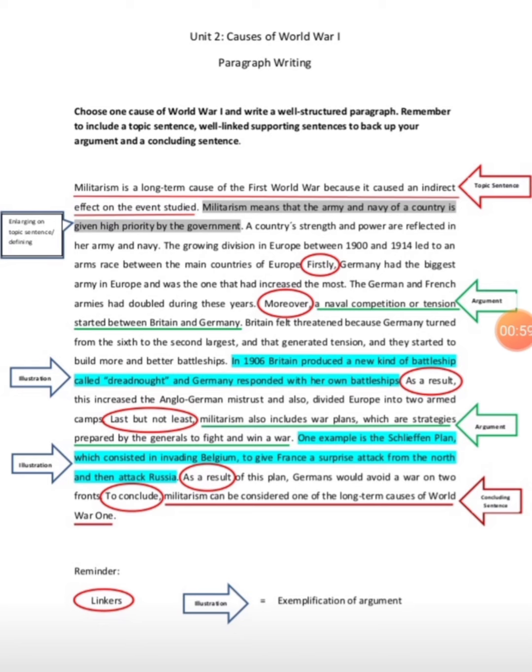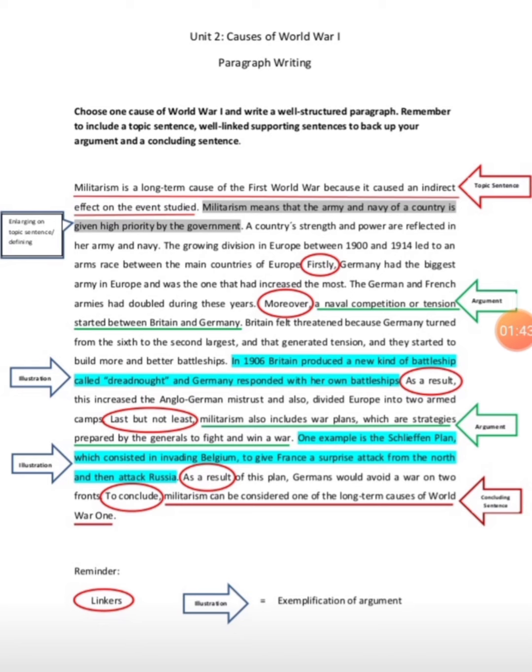As a result, this increased the Anglo-German mistrust and also divided Europe into two armed camps. Last but not least, militarism also includes war plans, which are strategies prepared by the generals to fight and win a war. Again, this is an argument, and now we will give an illustration to support this argument. See, one example is the Schlieffen Plan, which consisted in invading Belgium to give France a surprise attack from the north and then attack Russia. Again, connector, as a result.